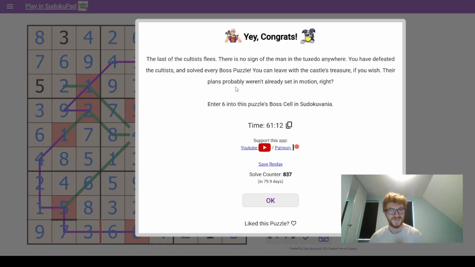Okay. The last of the cultists flees. There is no sign of the man in the tuxedo anywhere. You have defeated the cultist and solved every boss puzzle. You can leave with the castle's treasure if you wish. Their plans probably weren't set in motion, right? Enter a 6 into this puzzle's boss cell.